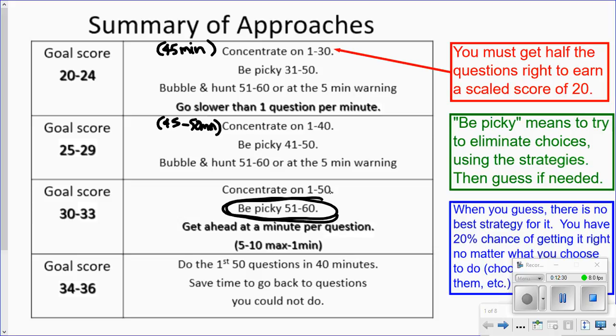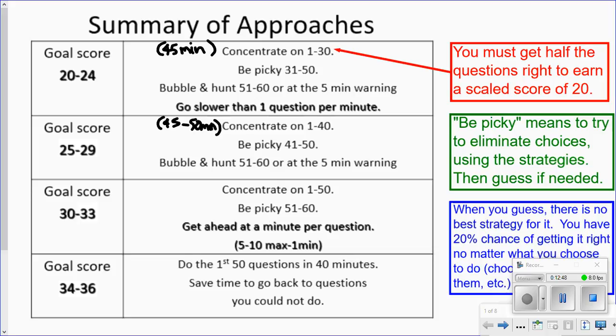So the 1 through 50, if you can make sure that some of those you get done in like 10 seconds because you just know them, then that helps you save time and get ahead on your time so that when you get to the harder problems and you have to think about them more, you will be able to do that. Okay.